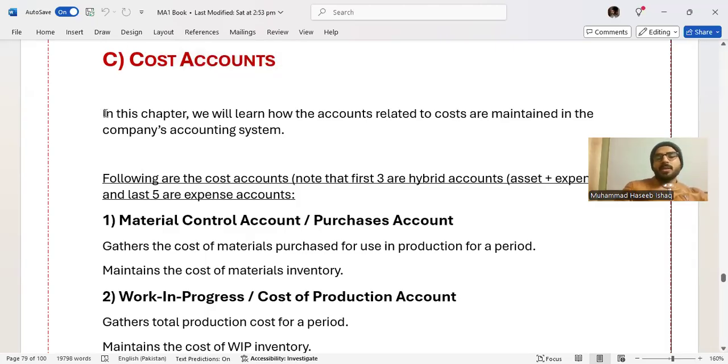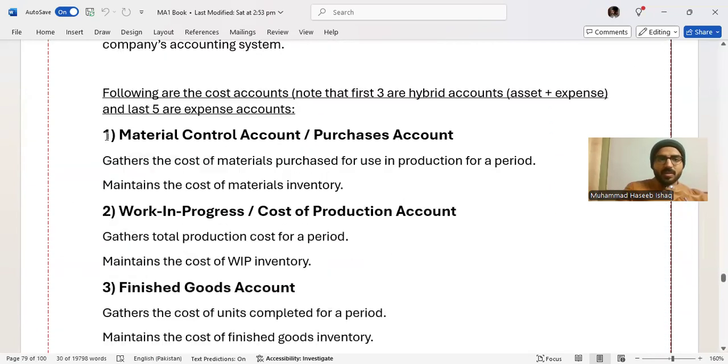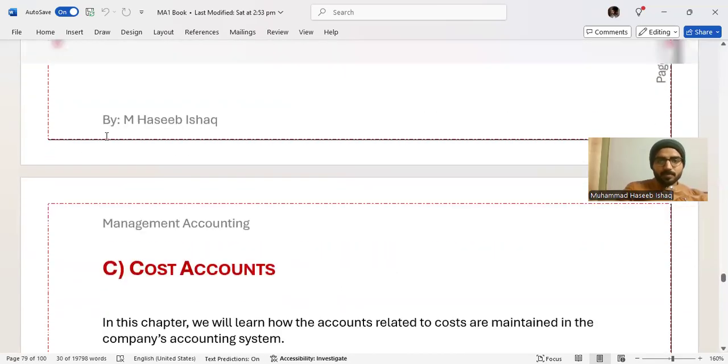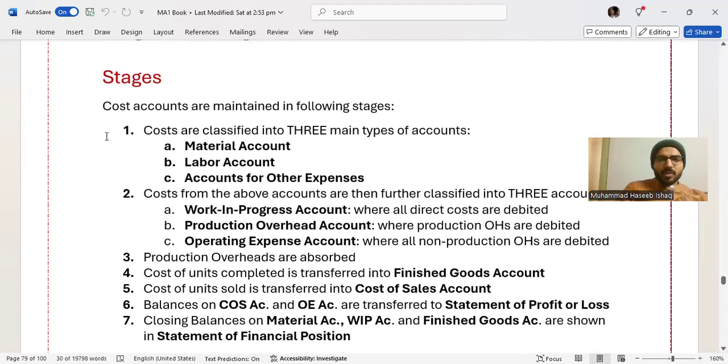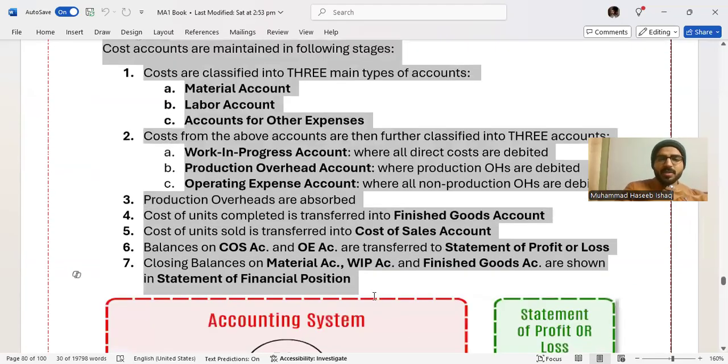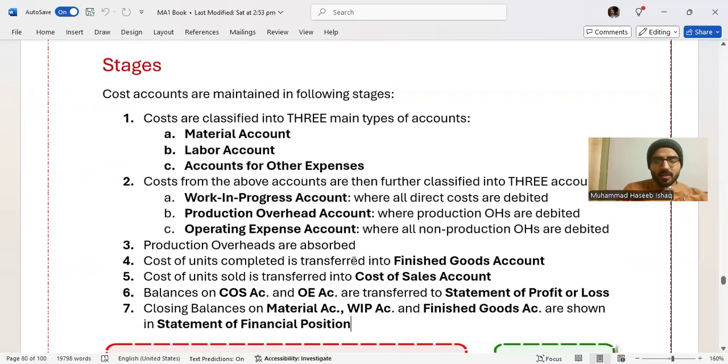In this cost accounts chapter, we will learn how the accounts related to costs are maintained in the company's accounting system. We will learn in much detail about all the cost related accounts. Cost related accounts are of 8 types, and the description of each type of account is written here. We will get to it later. First, we have to understand these stages. These stages are very important, and they make the chapter very, very easy for you.